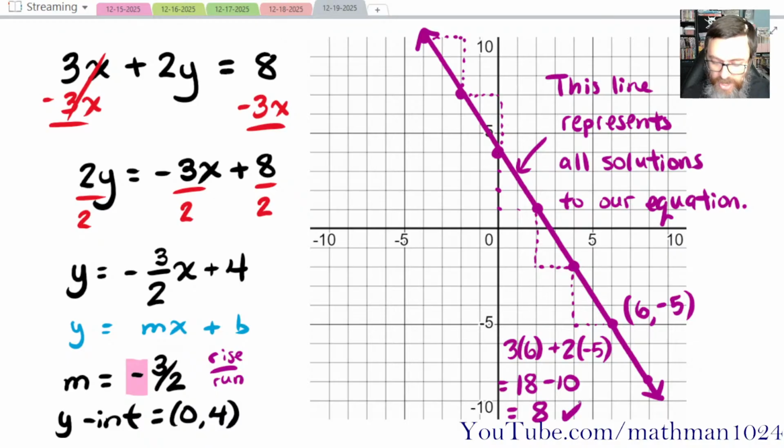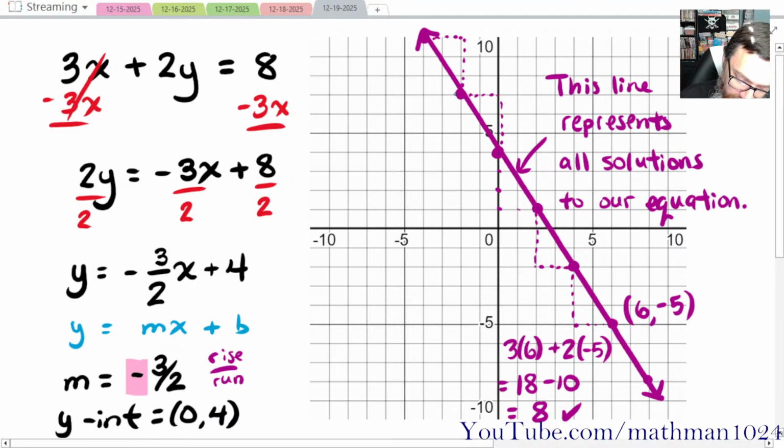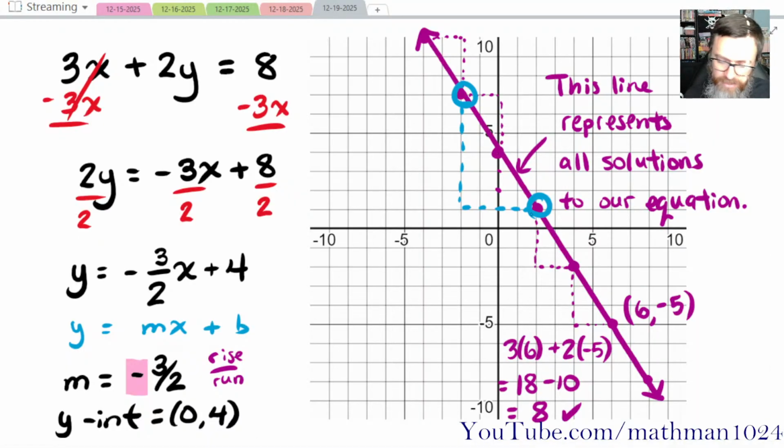Now, something else I want to point out when it comes to the slope. If I were to pick any 2 points on this graph, and I try to calculate the slope, it's going to reduce to give me negative 3/2. For example, if I go from here down to here, if I look at the change in y to the change in x, this ratio, my slope, is going to be the same throughout the entire graph.